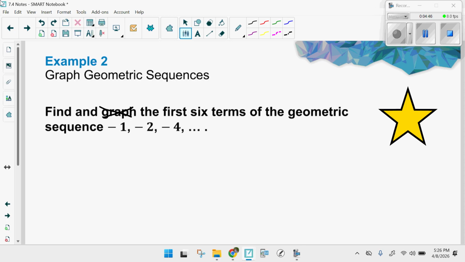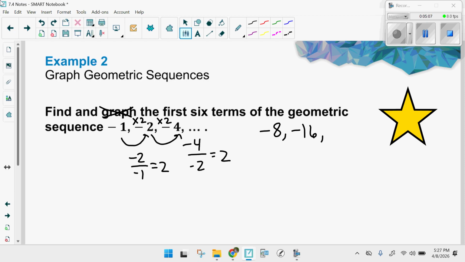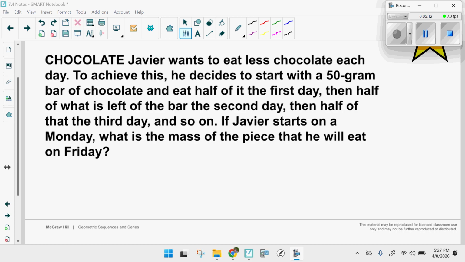Next, we're going to find the first 6 terms. We're not going to graph these. So here I start with a -1 and then go to -2. So I can take -2 over -1. That equals 2. -4 divided by -2. That equals 2. So I can see that to get to each new term in my sequence, I'm multiplying by 2. So my next 3 terms are going to be -8, -16, and -32.